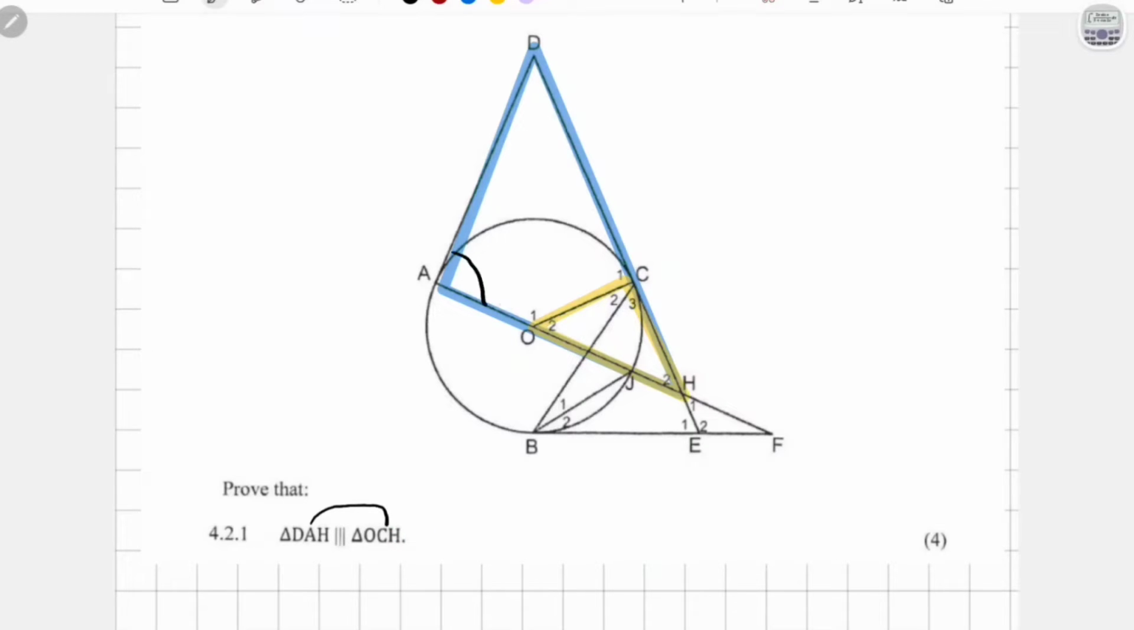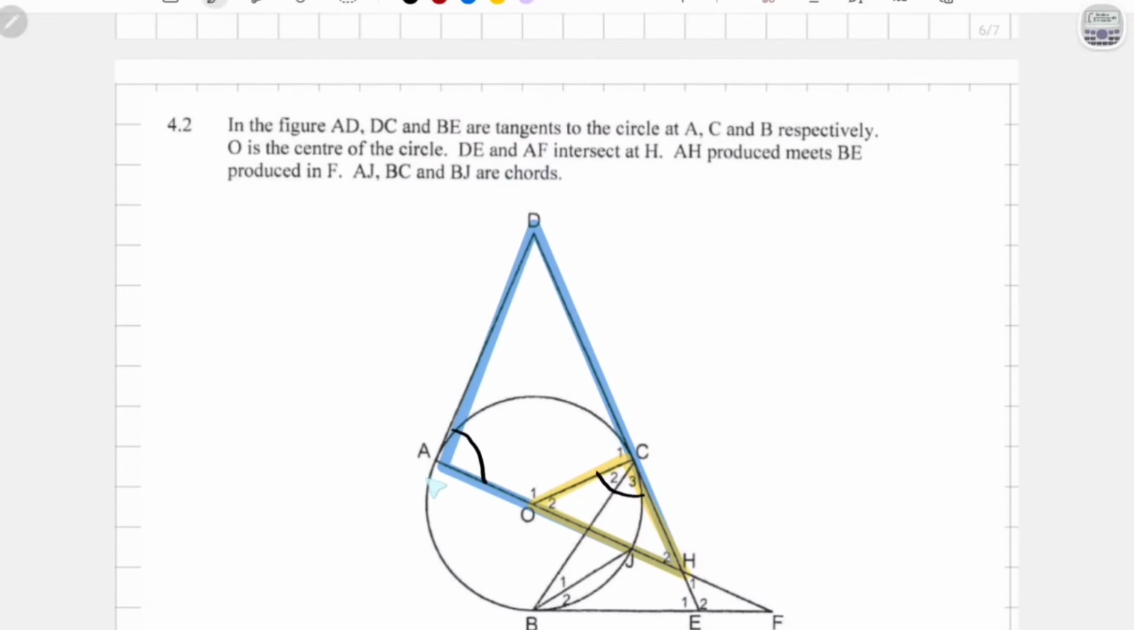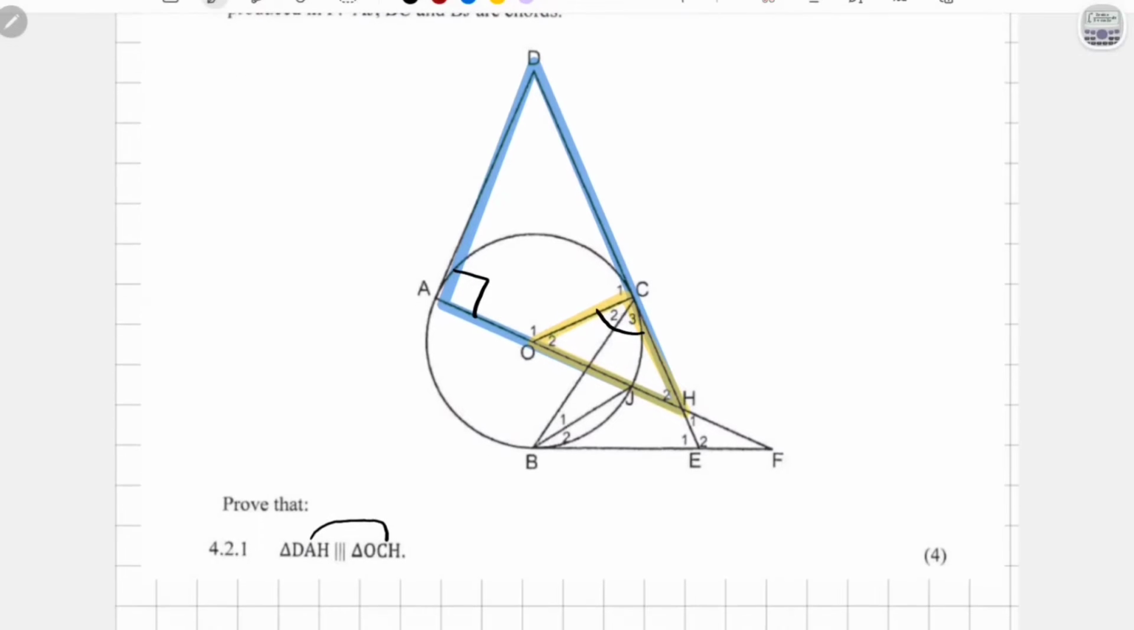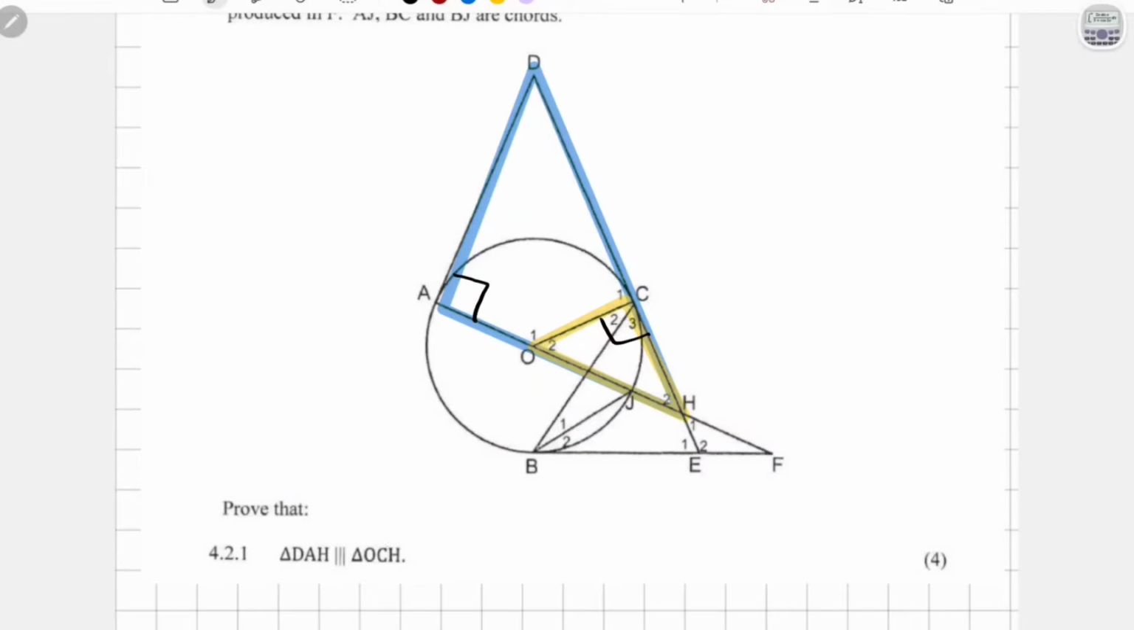So angle A is this angle here. Angle C in the yellow triangle is this whole angle here. How can those be equal? Can we even find the values of those angles? Well, do you remember that AD is a tangent, and this OA is a radius. The radius is always perpendicular to the tangent at the point of contact. So this is 90 degrees. Let's try and find this one. Do you see that we also have another tangent here, and OC is also a radius. The radius is perpendicular to the tangent at the point of contact. So there, that's also 90 degrees. So do you see why those two angles are equal?